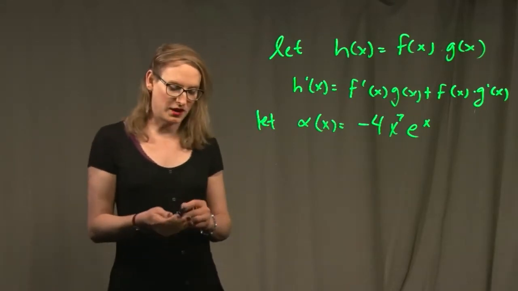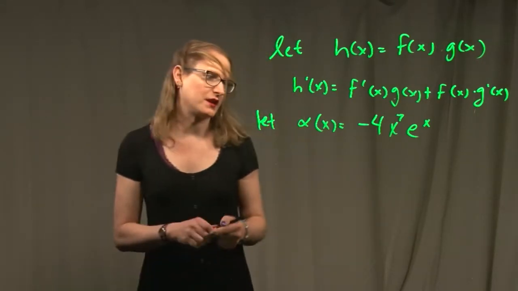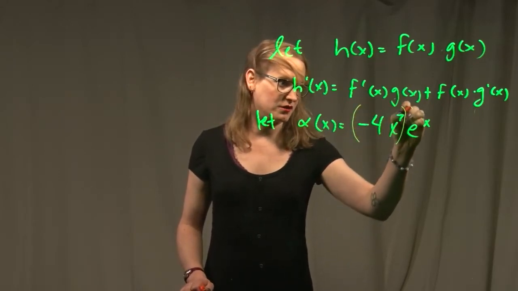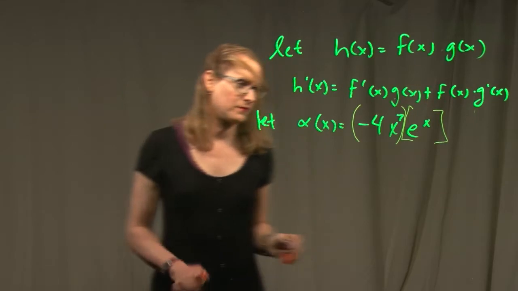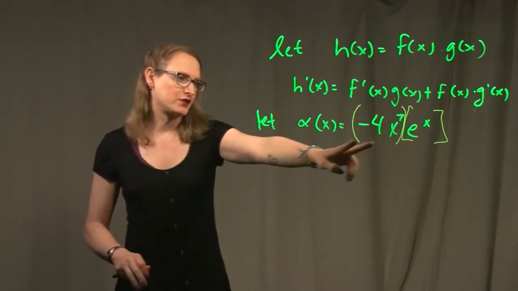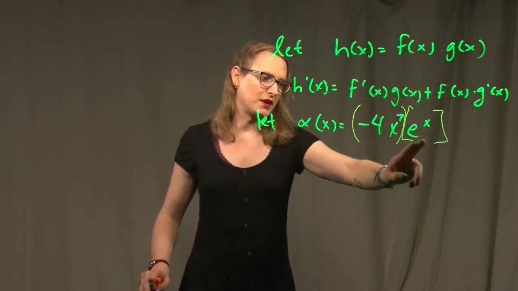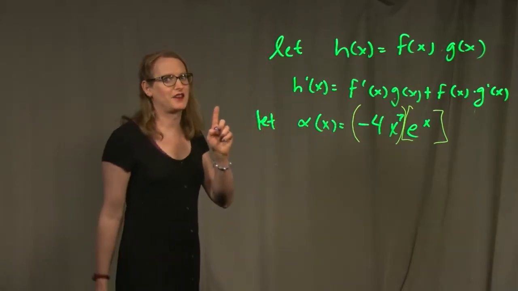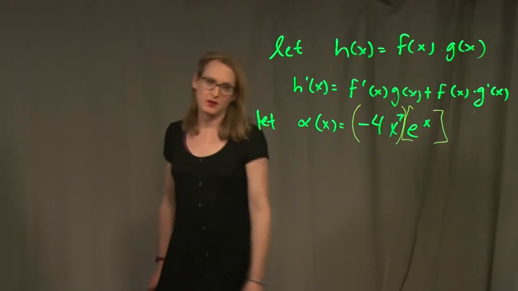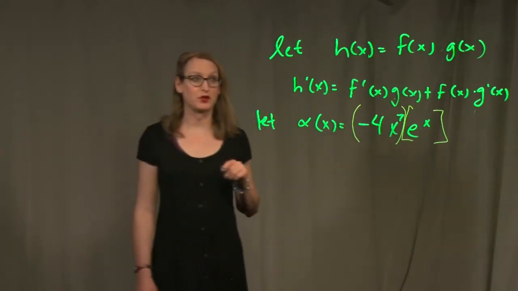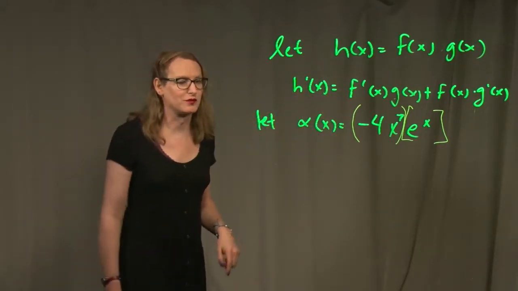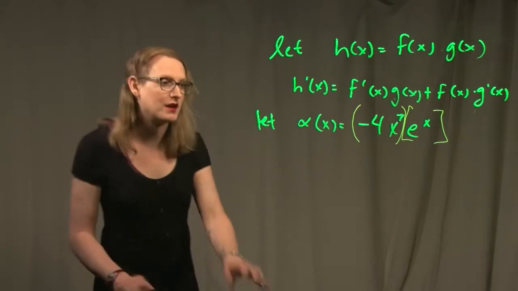But we can recognize that this thing is the product of two other functions. I've got building blocks. I've got my minus 4x to the 7, and I've got my e to the x. And I know how to take derivatives of those two functions separately, which means that I know how to take the derivative of them if they're multiplied together through our friend, the product rule. I just really like saying the power rule today.